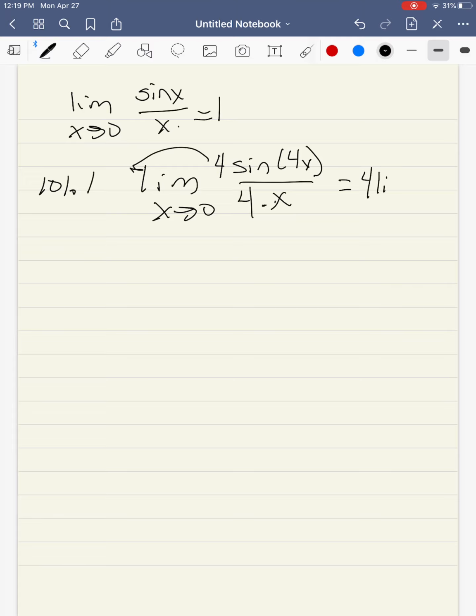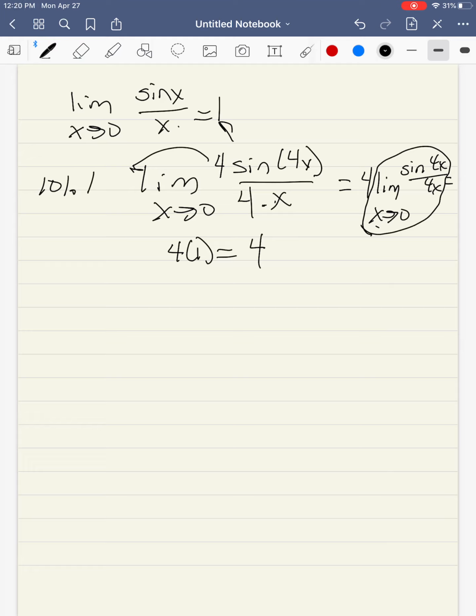So 4 times the limit as x approaches 0 of sine of 4x divided by 4x. Okay, so this limit right here is going to be 1, isn't it? So the limit will be 4 times 1, which is 4. And if you graph that, you'll see that it does in fact approach 4 as x approaches 0. All right, one more for this lesson.